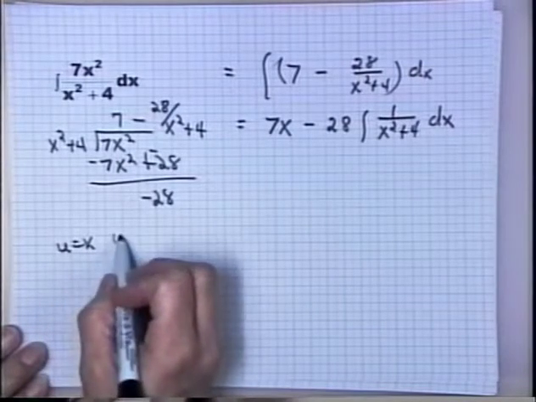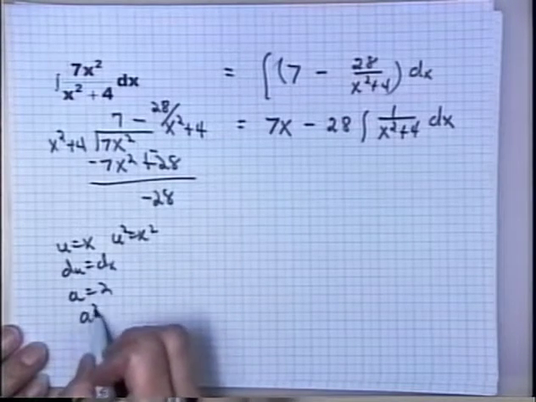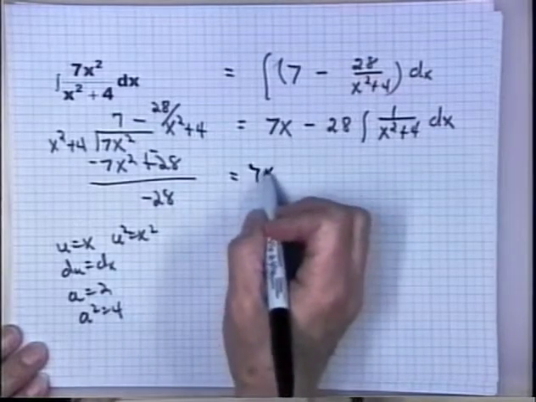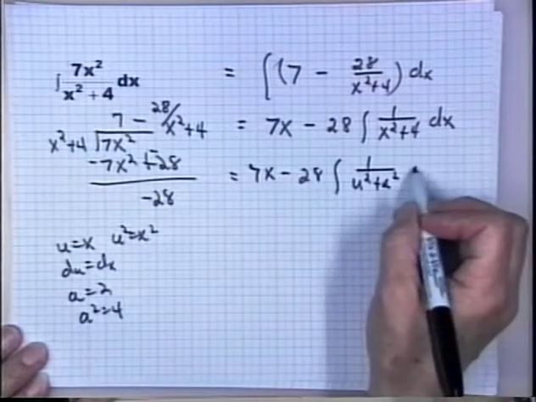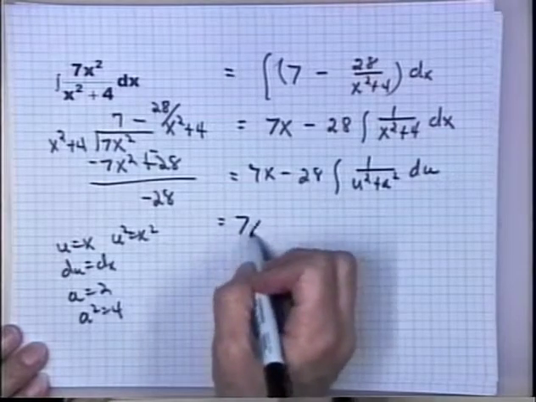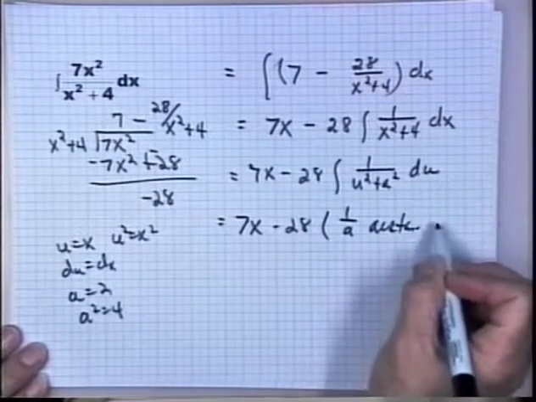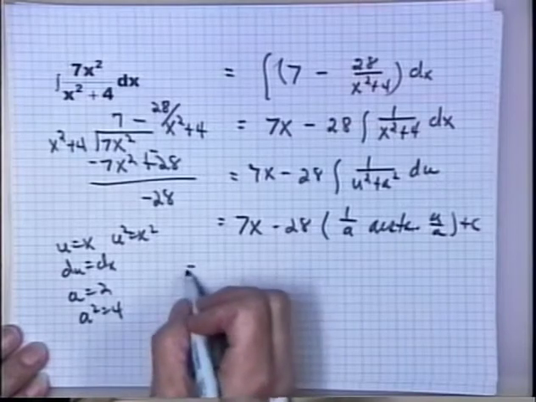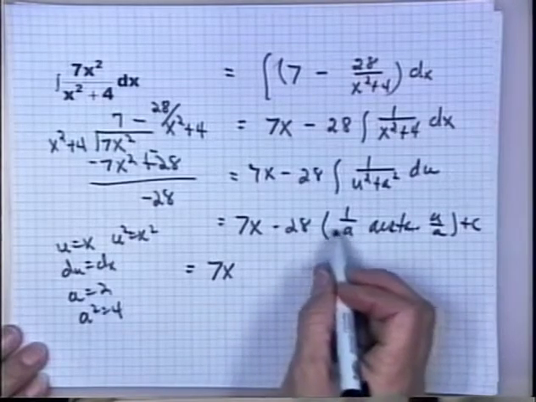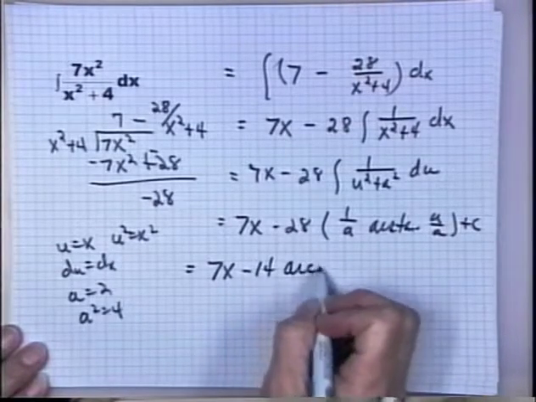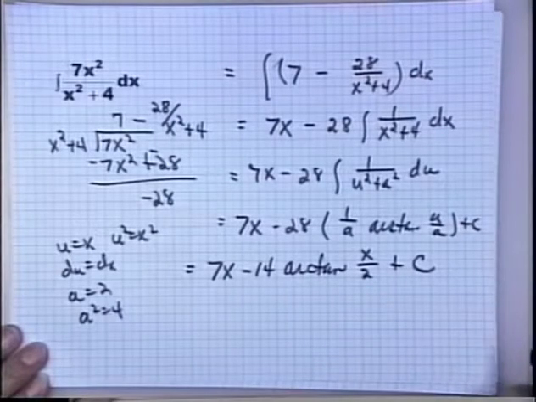U is x, u squared is x squared, du is dx, a is 2, which makes a squared of 4. So we have 7x minus 28 times 1 over u squared plus a squared times du. So minus 28 times 1 over a arctangent u over a plus c. And we're almost done. 7x. Since a is 2, 1/2 times minus 28, I'm just going to go ahead and do this. If that's a 1/2, then that's a minus 14 arctangent. U was an x, a was a 2, so x over 2 plus c.